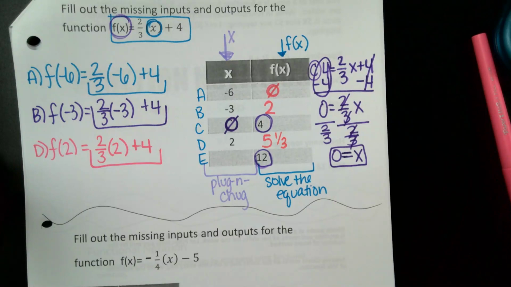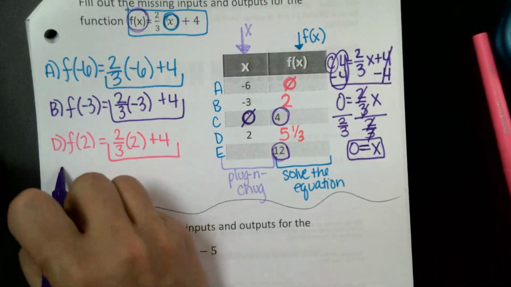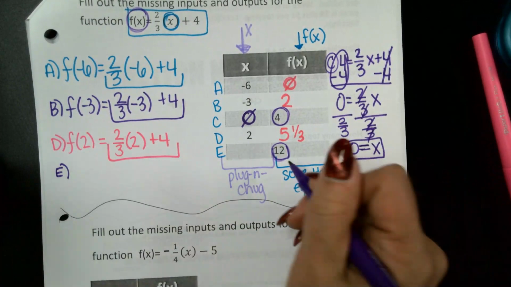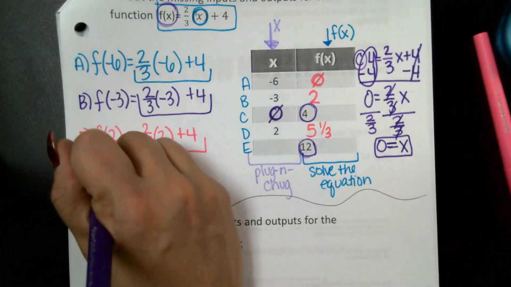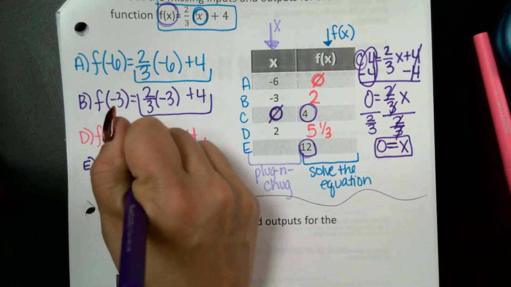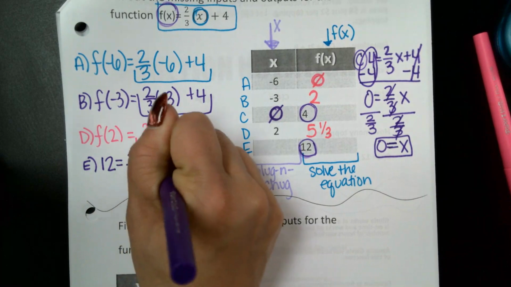Letter E, we're going to do the same way. I just don't have a whole lot of room, so I'm going back over here. For letter E, we're plugging in a 12 on the left-hand side. So 12 equals 2/3 X plus 4.